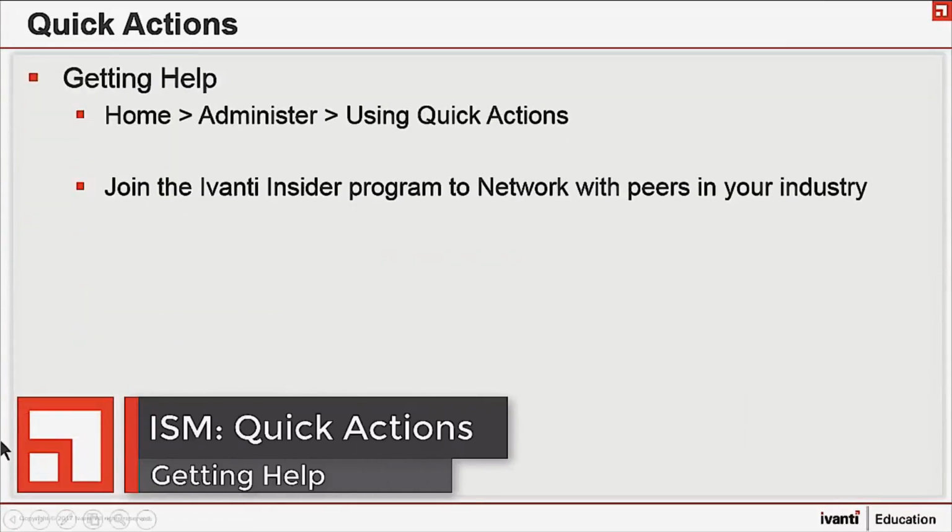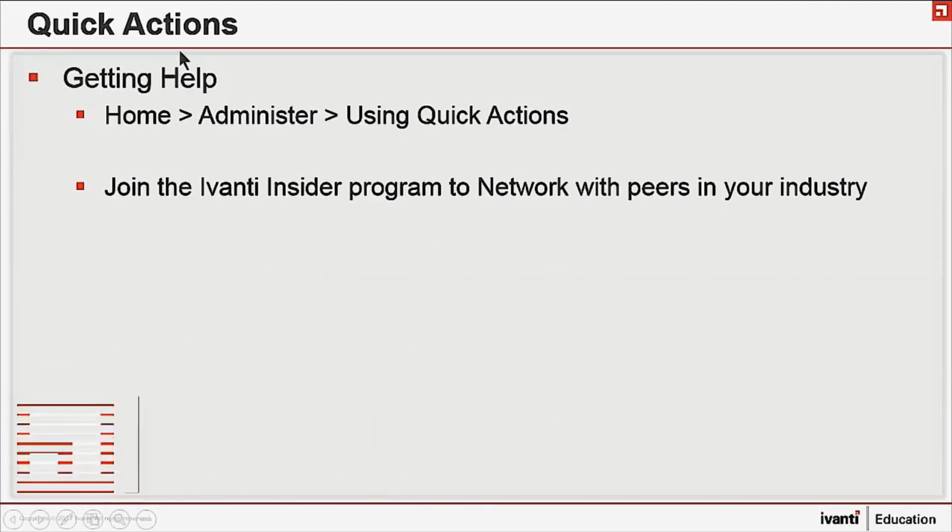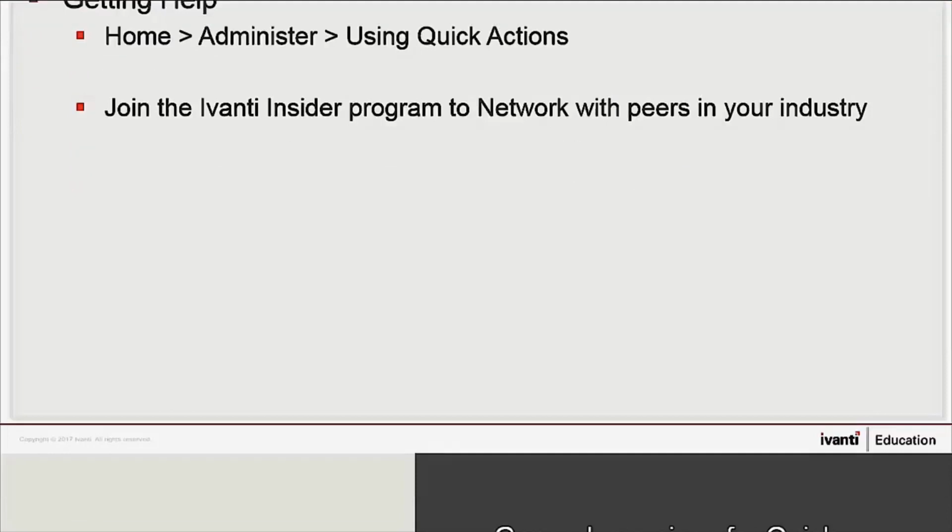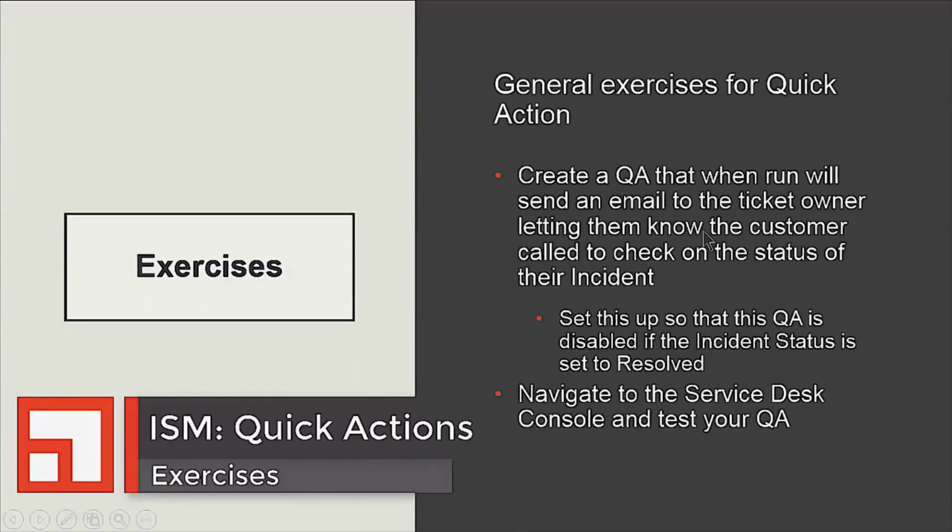Okay, let's take a look at some different ways that we can get help within the Ivanti Service Manager product. You can go to Home, Administer, and Using Quick Actions. You would use the question mark key in the upper right-hand corner, and that's going to show you all kinds of existing quick actions, syntax, things like that. And then don't forget to join the Ivanti Insider program. And then finally, we've put together some exercises that you might try out.